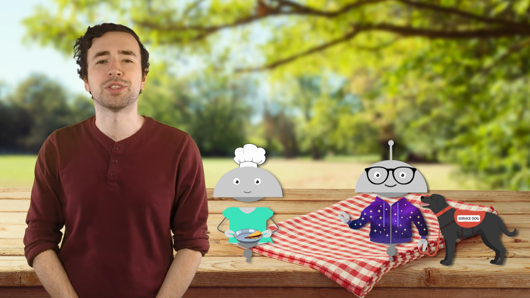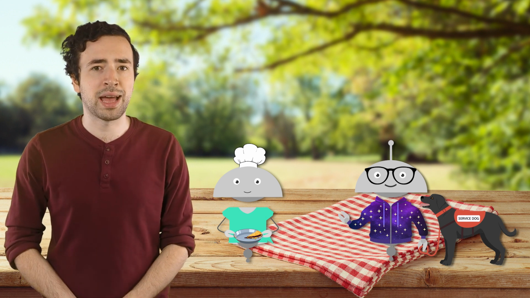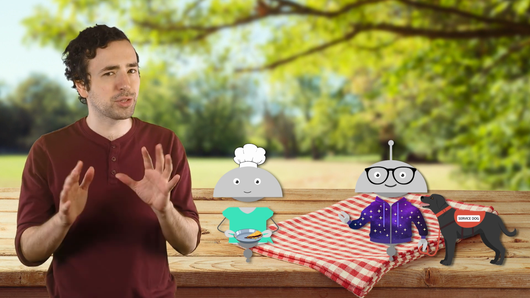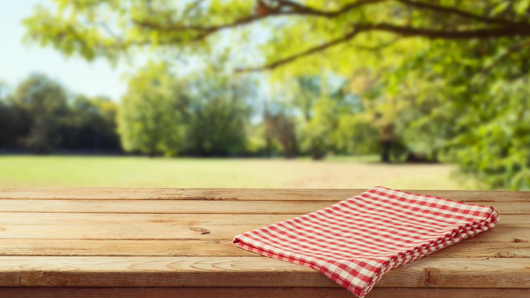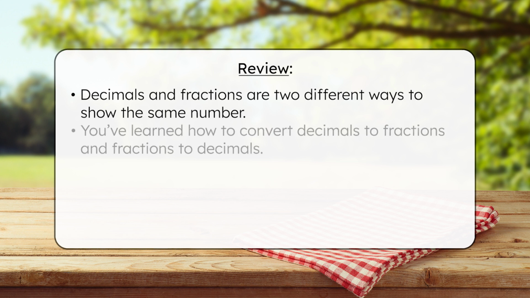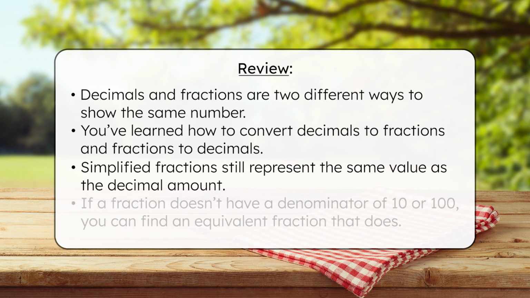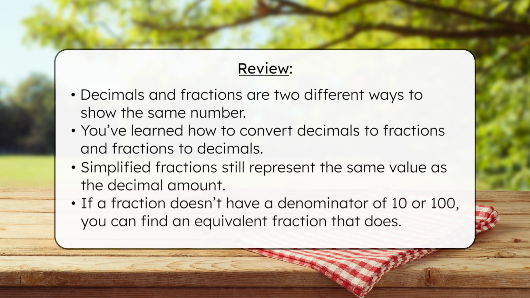Great work, mathematicians. So, what have we learned today, besides the fact that Mia, Twyla, and I have a lot of leftover baked treats to eat? Well, now you know that decimals and fractions are 2 different ways to show the same number. You've learned how to convert decimals to fractions and fractions to decimals. Simplified fractions still represent the same value as the decimal amount, and if a fraction doesn't have a denominator of 10 or 100, you can find an equivalent fraction that does.